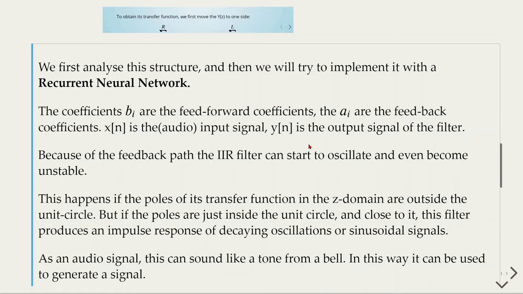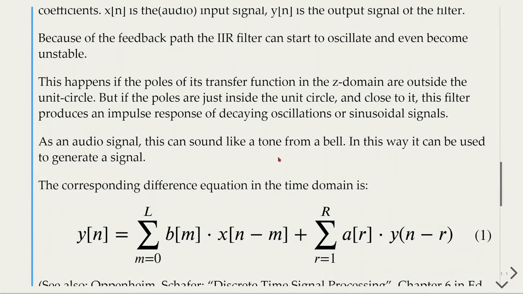But when the poles are just inside the unit circle and close to it, this filter produces an impulse response of decaying oscillations or sinusoidal signals. As an audio signal, this can sound like a tone from a bell, for example, and in this way it can be used to generate a signal.